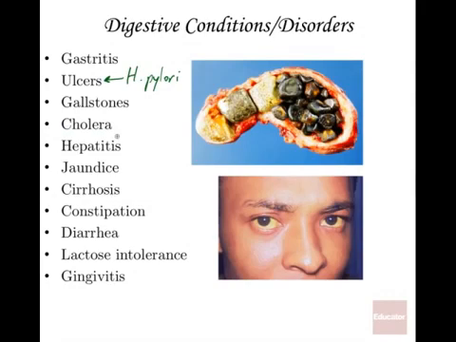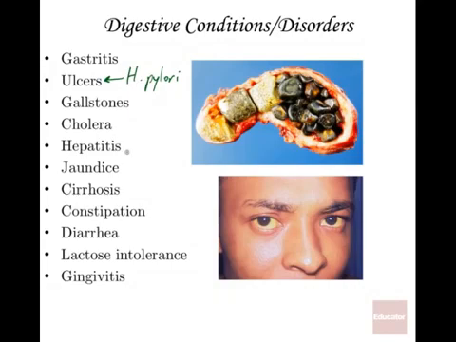Cholera is an infection that causes massive diarrhea and massive fluid loss. This, in the past, killed many more people, because the discovery of antibiotics and getting rid of the bacteria that can cause cholera has saved many lives. But cholera, if untreated, can dehydrate a person so much that it kills them.